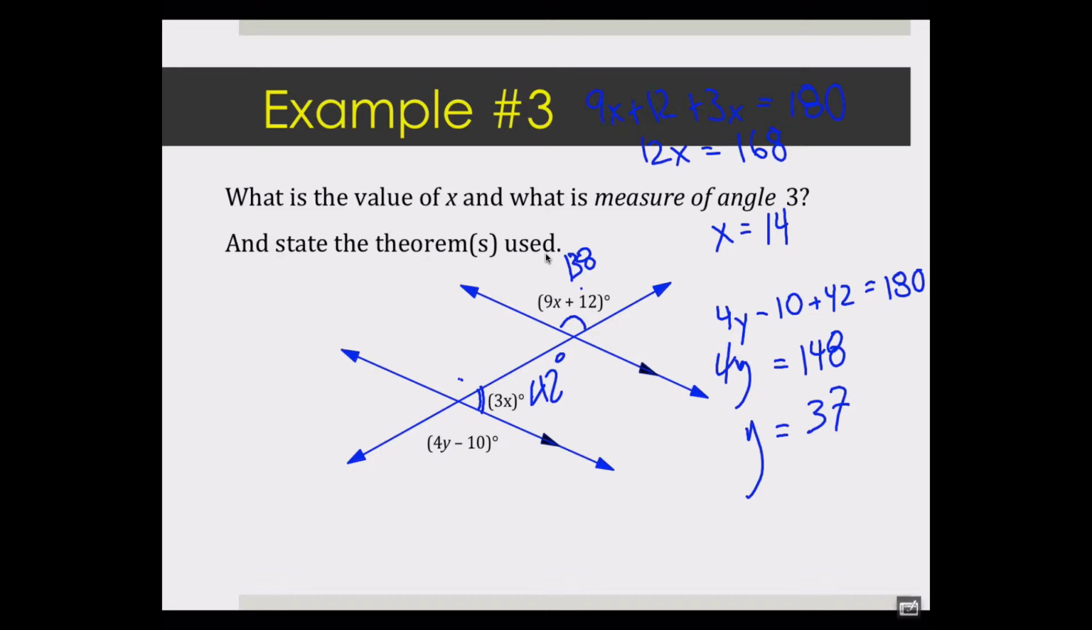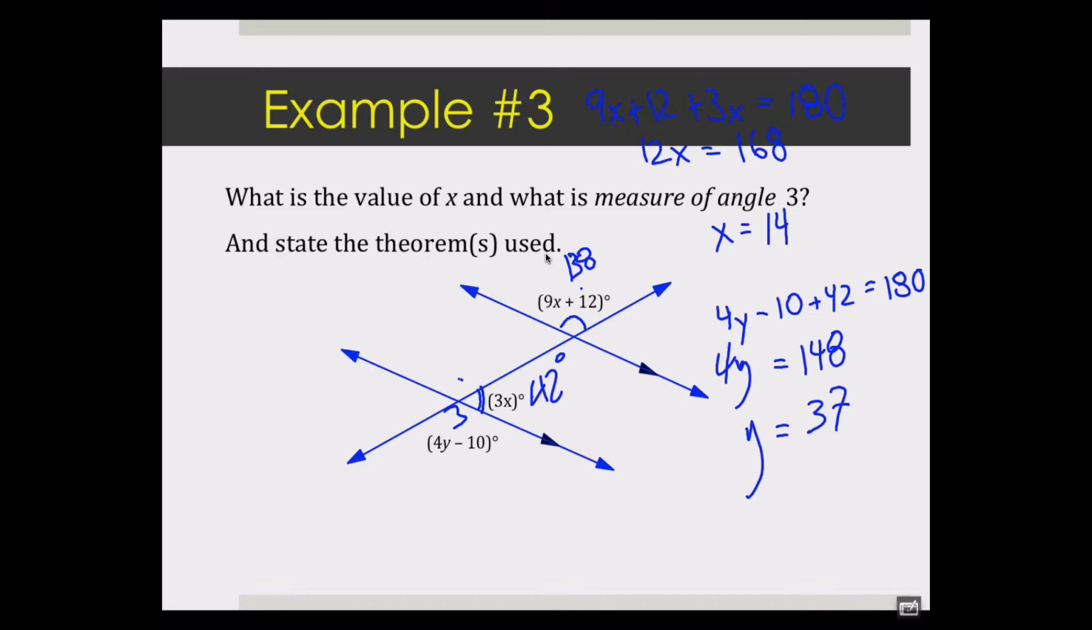Question? For the problem, it says find x and the measure of angle 3. Which one is angle 3? That's a great question. I didn't even read the directions. Which one would you like to make angle 3? Here, angle 3. Done. Once we get one of them, we have 42 and 138. Everything is going to be either 42 or 138, so we're good.